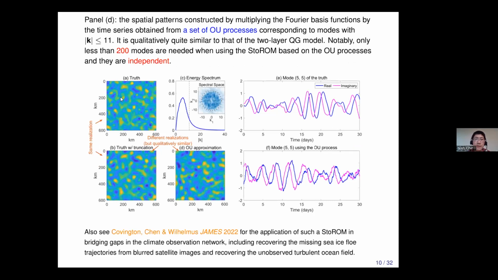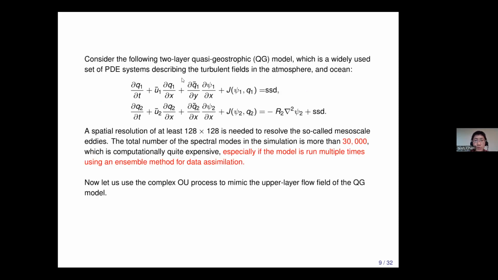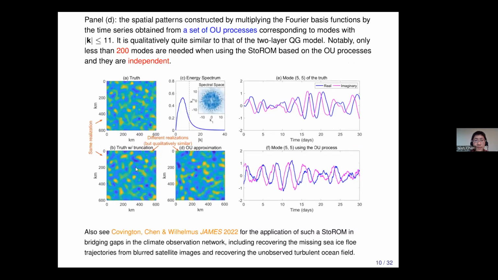So this is what we get. In this panel A, we show the truth at one specific time instant. It's a snapshot. The truth is this two-layer QG model, and I only show the upper layer feature. And this is the truth after we do a truncation. The truncation is done by keeping the modes up to k equals 11.